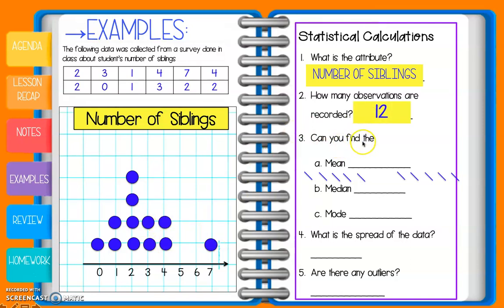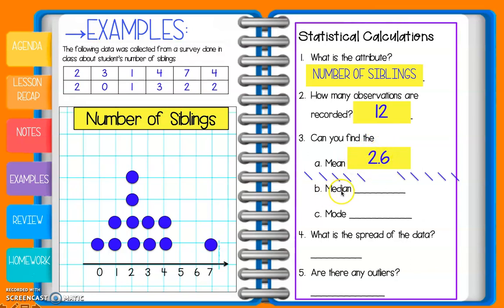Okay, can you find the mean? Now, to find the mean, what we're going to do is we would add all of these up and then divide by 12 because that's how many they are. So in our calculator, we would take 2 plus 2 plus 3 plus 0 plus 1 plus 1 plus 4 plus 3 plus 7 plus 2 plus 4 plus 2, enter, okay? And then we would divide it by 12, and then we get the mean, or the average, is 2.6, okay?